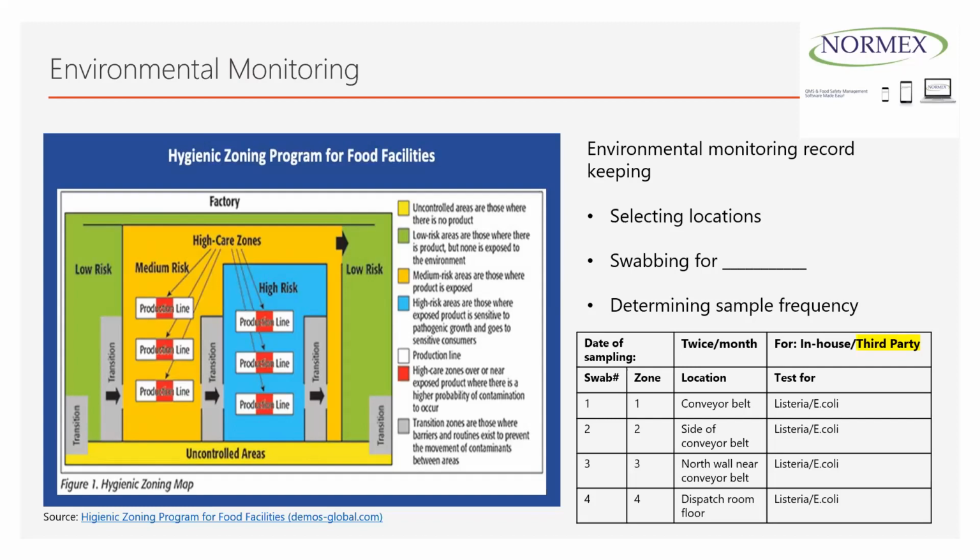So for in-house or third party, you need to specify what record keeping you're doing, because at the end, your auditor will come and ask how you're sending your samples, what are your results. So you need to keep all those documentation handy. Then you need to divide them into zones so that when you're presenting these records for your audit, your auditor knows that all the zones have been covered and there's effective environmental monitoring programs being followed at your facility.